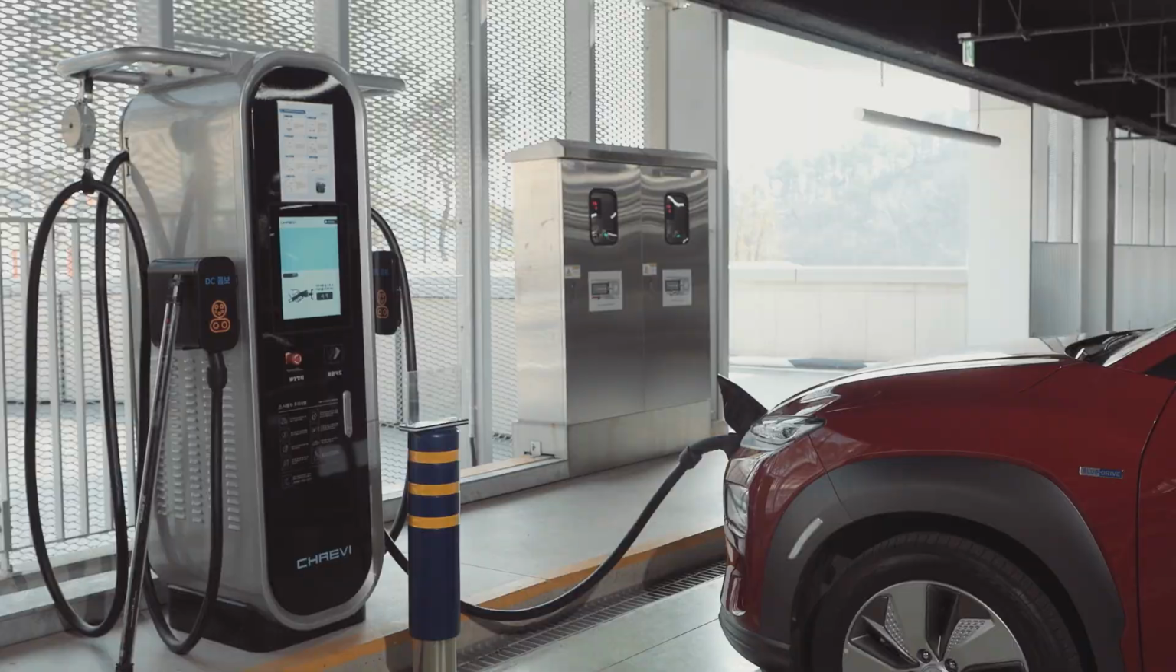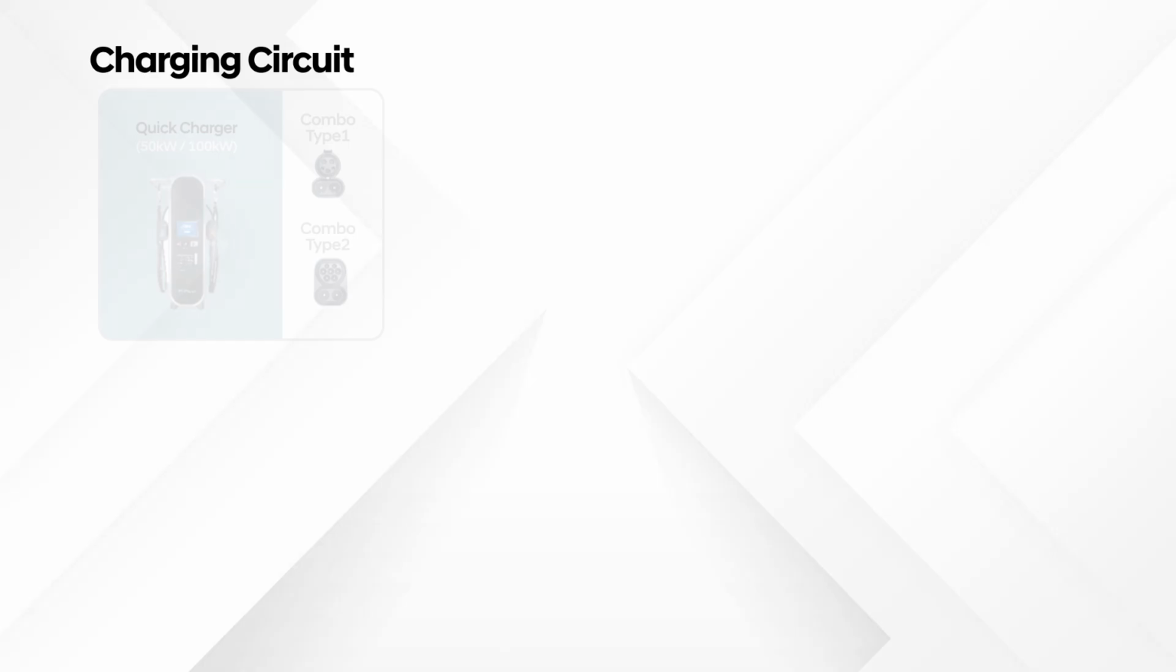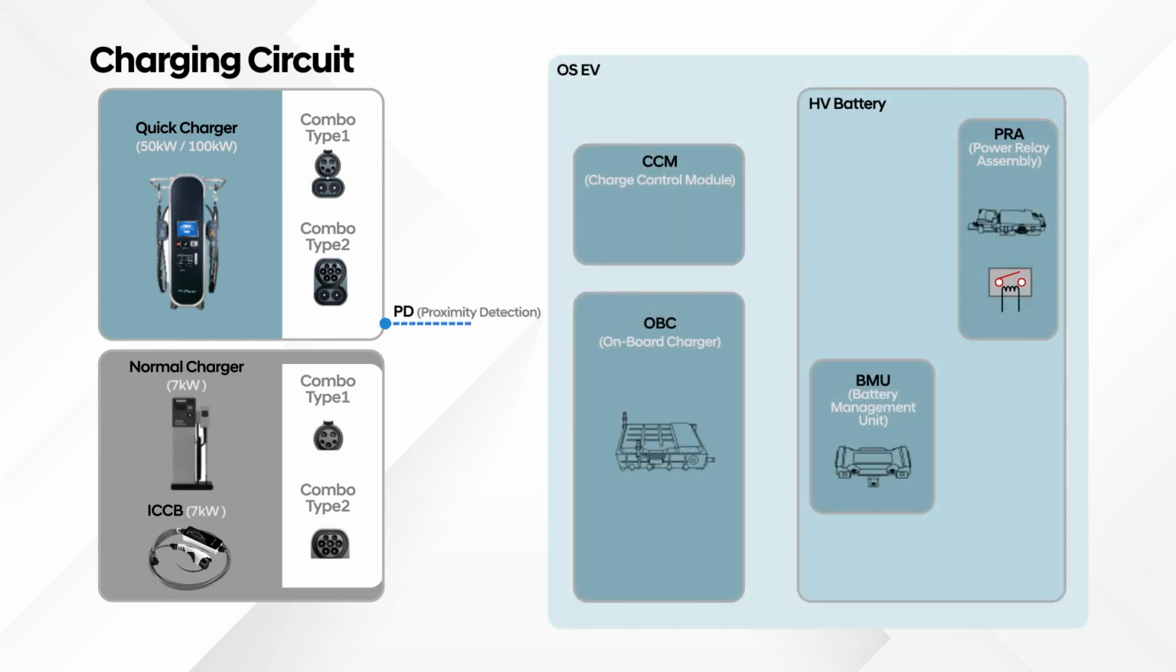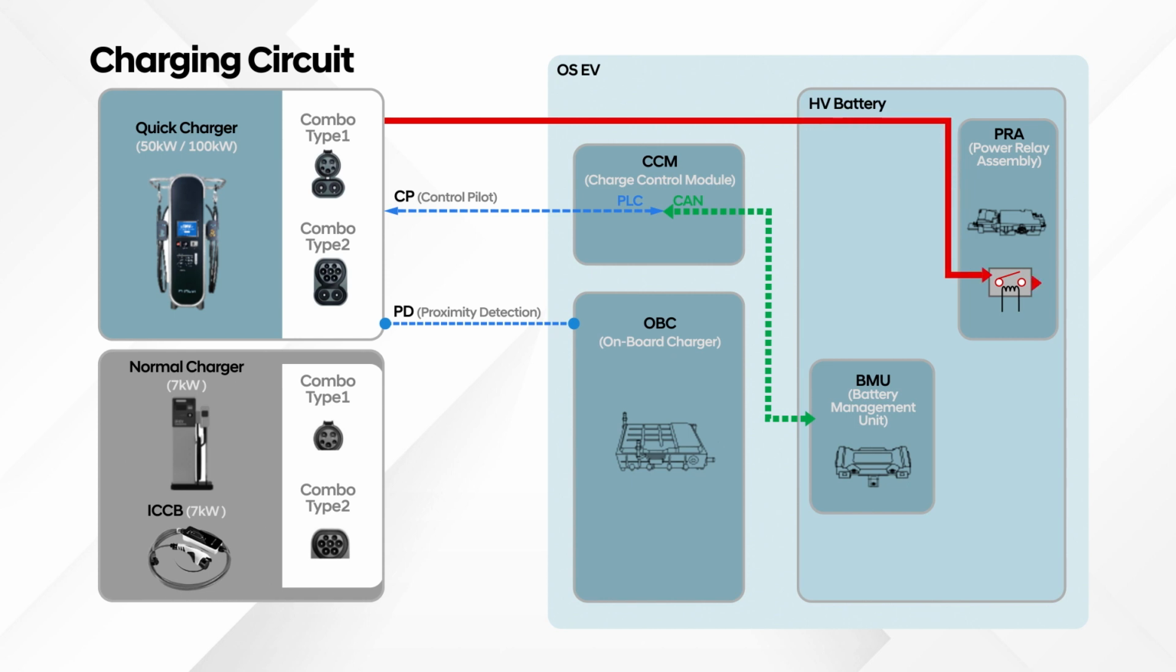Now let's take a look at fast DC charging. Fast DC charging charges the high voltage battery directly without converting or boosting. And there is a controller that takes an important role during the fast DC charging process. It is a CCM, Charging Control Module. The CCM performs as a communication gateway between the charger and the BMU. It translates and connects the DC charger using PLC communication and the BMU using CAN communication.